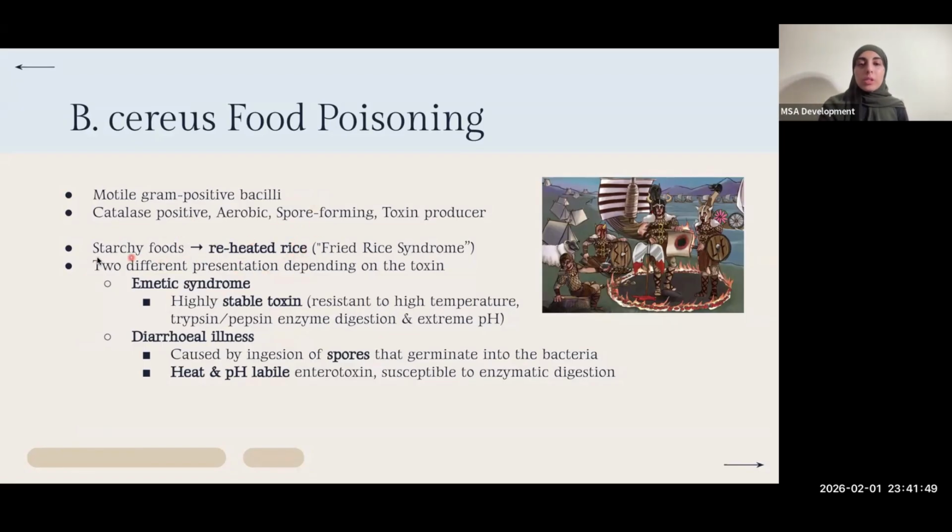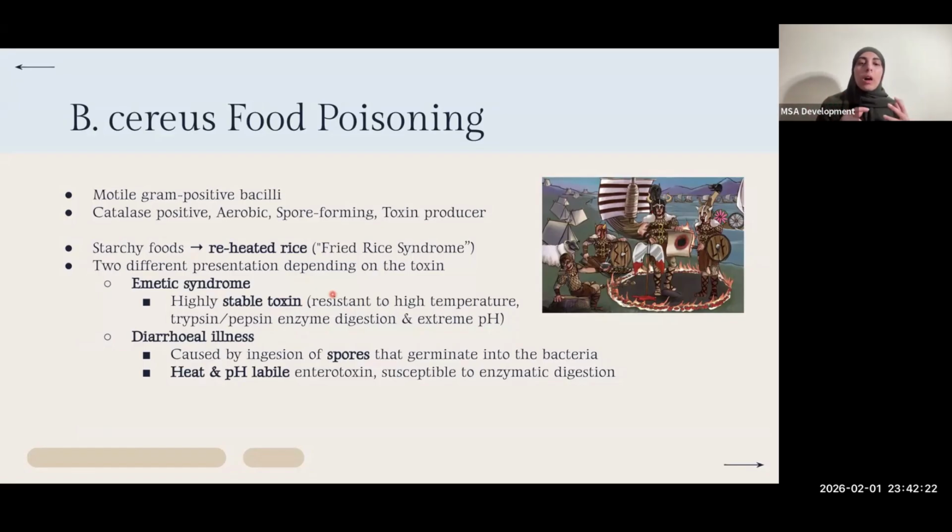How do these patients present? They have two different presentations depending on the toxin. So you leave the rice and then you reheat the rice. This basically means that the patient could get Bacillus cereus food poisoning. Now, the Bacillus cereus food poisoning can present in one of two ways. It can either be an emetic syndrome where they have vomiting, or it can be a diarrheal illness where they have diarrhea. What determines which kind of disease they get? The toxin that is made.